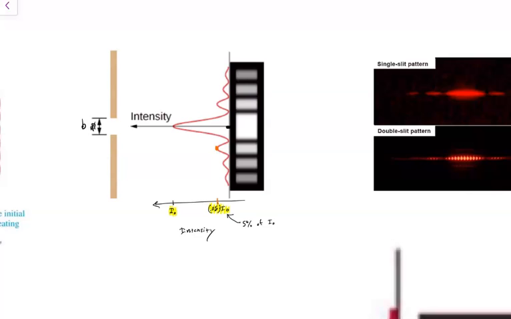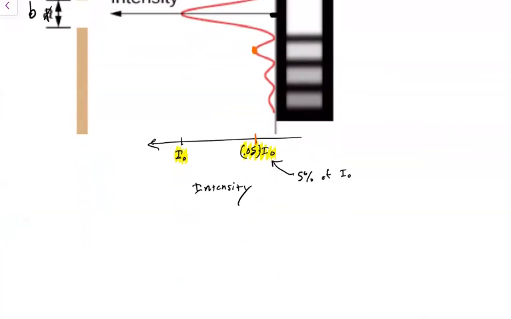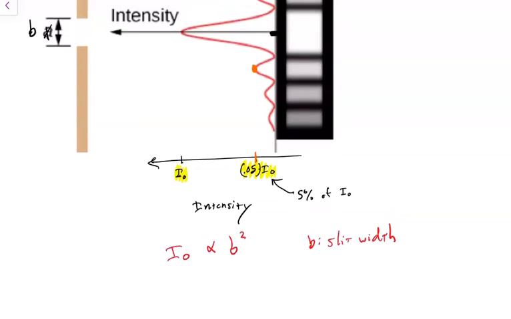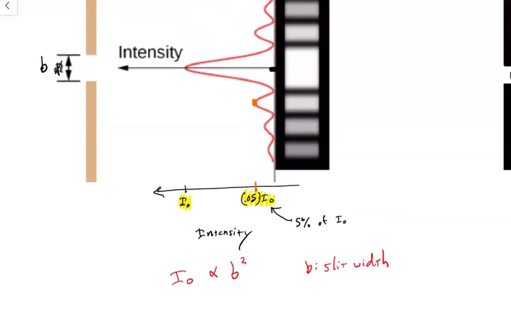All right, there are a few more things you'll need to know regarding the intensity. And that is that this max intensity I naught is proportional to the square of the slit width. So b is the slit width. Conceptually, this makes sense because if we enlarge the slit width, more light would be able to pass through, and you would also see less diffraction occurring. So there'd be more intensity in the central max.